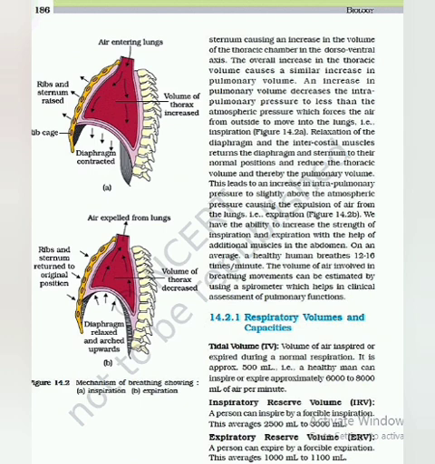The volume of air involved in breathing movements can be estimated by using a spirometer, which helps in clinical assessment of pulmonary functions. Respiratory volumes and capacities. Tidal volume, TV. Volume of air inspired or expired during a normal respiration. It is approximately 500 milliliters. That is, a healthy man can inspire or expire approximately 6,000 to 8,000 milliliters of air per minute. Inspiratory reserve volume, IRV. Additional volume of air a person can inspire by a forcible inspiration. This averages 2,500 to 3,000 milliliters. Expiratory reserve volume, ERV. Additional volume of air a person can expire by a forcible expiration. This averages 1,000 to 1,100 milliliters.